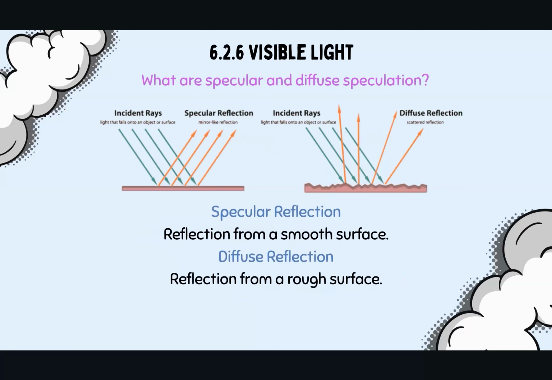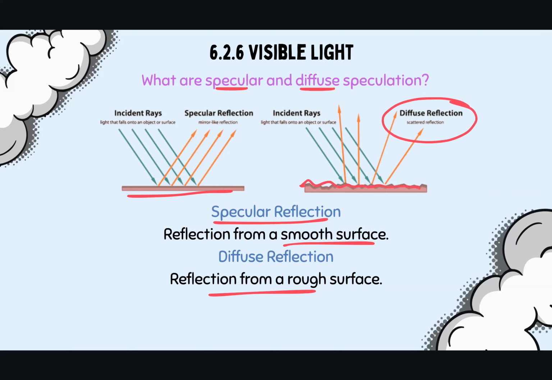Okay, so visible light can be specular or diffuse. If you've got a smooth surface, all the rays of light bounce off in the same direction, so you get a specular reflection. You get to see the image. When you're looking in a mirror, what you see is a specular reflection. When you look at, for example, a piece of paper, you've got a rough surface, so you get diffuse reflection. That's why you can't see your own image when you look at a piece of paper.